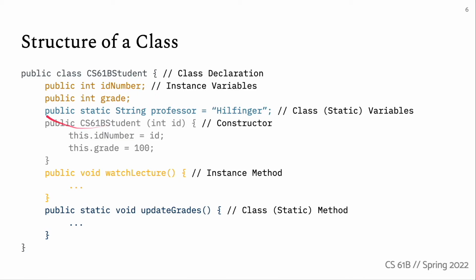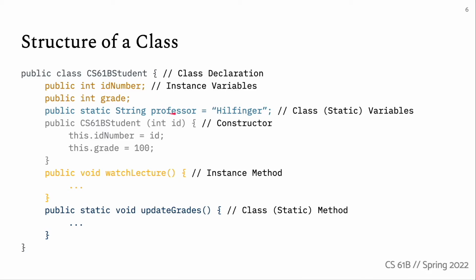Within this class, we have something called instance variables. So instances of a class are sort of like individual CS61B students. So maybe you're a student, your friend's a student, the other person in your discussion is a student. Each of you has a unique ID number, or not unique, but individual ID number and individual grade, right? You getting an A on an assignment does not change your friend's grade. So these variables belong to each instance individually.